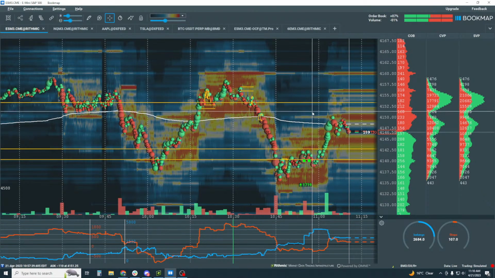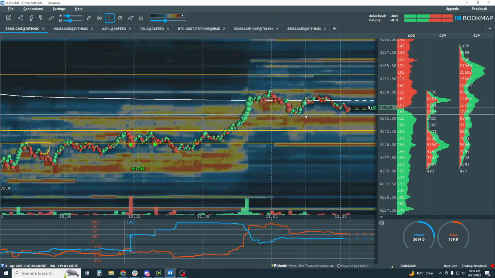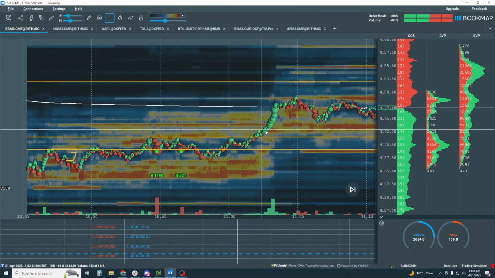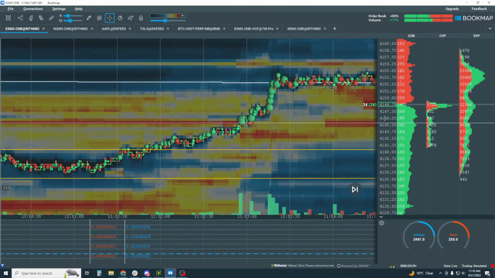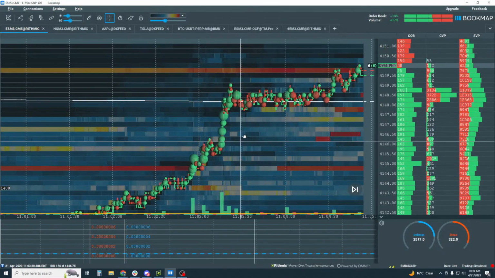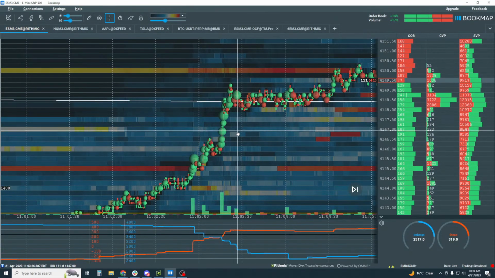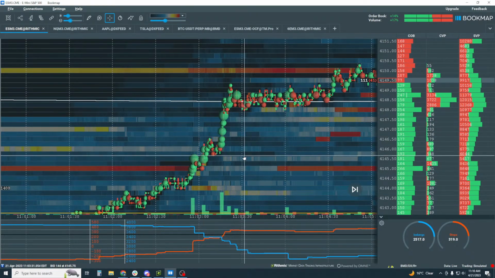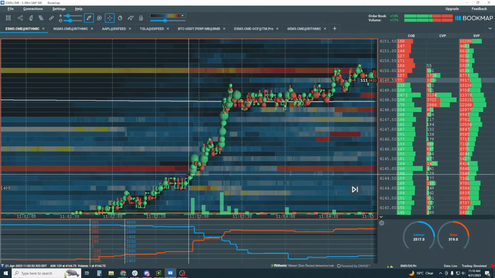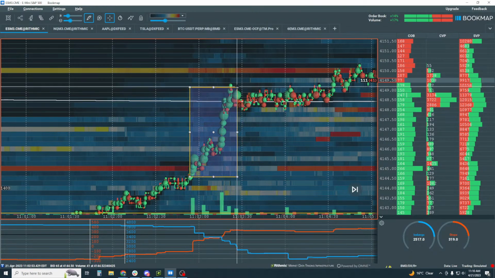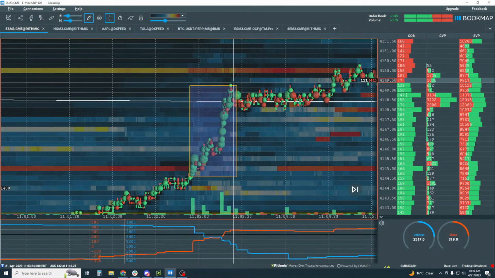Let's look at a high volume area. Okay, here's one right here. This is the same concept. We're going to do a miniature balance area. Okay, so here, volume picked up to here. That's it. Here's our range. That's what we want to look at.